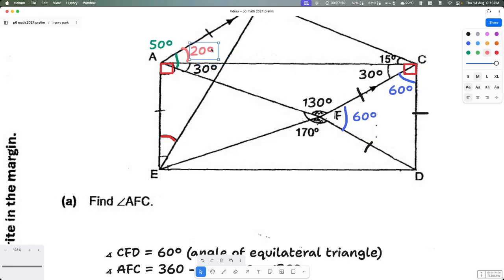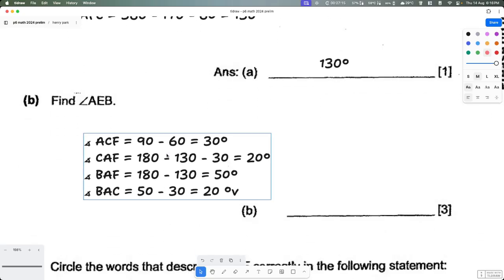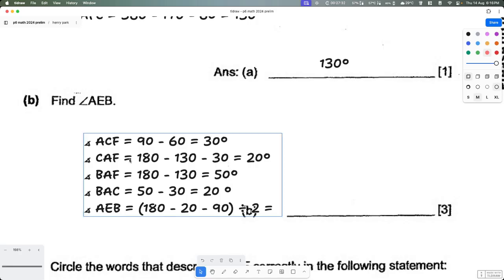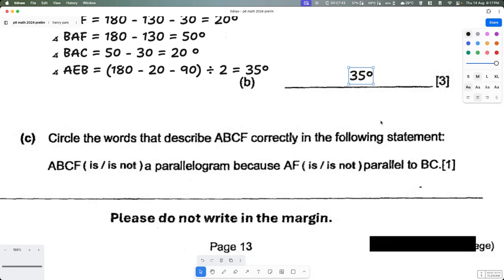So now we can get the angle over here because we know this is 20 and this is 90. So angle AEB is equal to 180 minus 20 minus 90, and then we divide this by 2. And what will this give us? 70 divided by 2 will give us 35 degrees. Okay, there you go. So the answer is 35 degrees. Okay, let's move to part C.